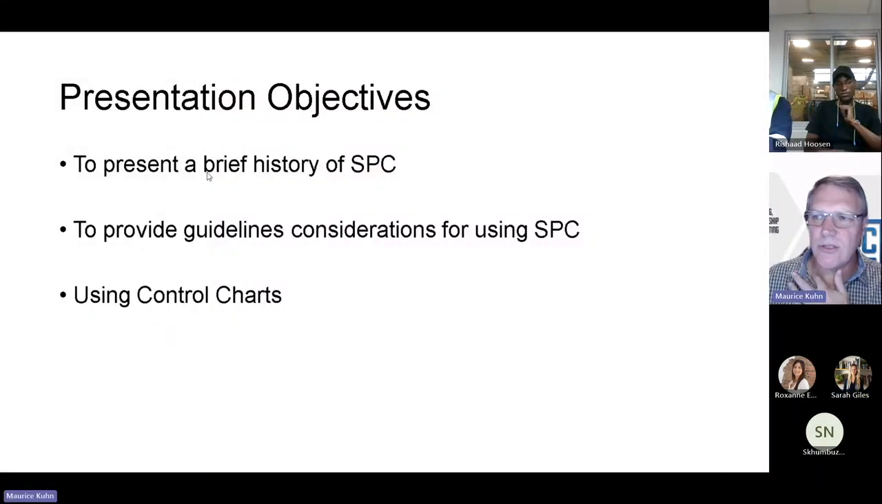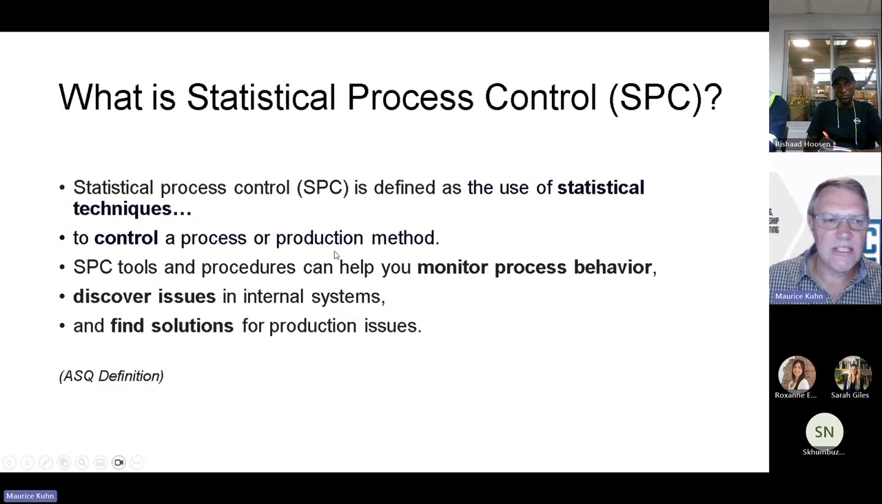Right, so we're going to have a brief history look at SPC, Statistical Process Control, provide some guidelines for using it, and then talk briefly about control charts, which is one of the main tools used with statistical process control. So what is it? ASQ defines statistical process control as the use of statistical techniques to control a process or a production method.